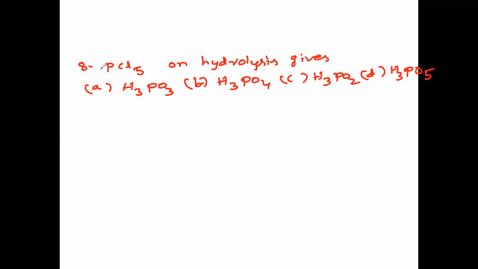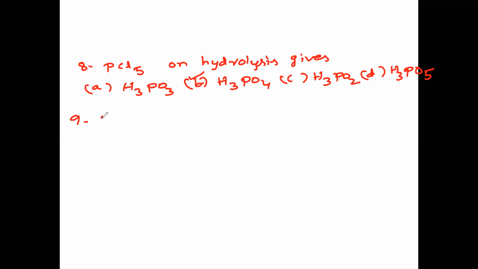If you take PCl5 and hydrolysis, it will give orthophosphoric acid. If you take PCl3 and hydrolysis, it will give H3PO3. So PCl5 on hydrolysis gives orthophosphoric acid. So this is the right answer, H3PO4. Next question. Everything they are asking in the exam, so that's why we should not miss even one sentence.